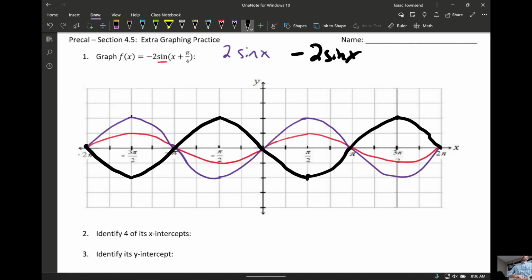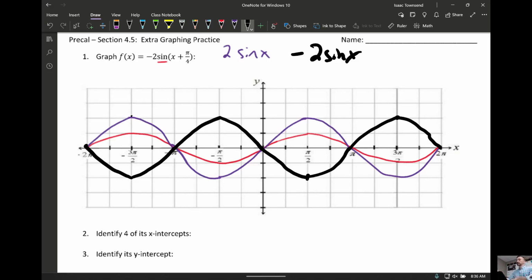So again, in red there, I started with the parent function sine. Then I made one change, like the 2 out front, which changed the amplitude to 2. So in purple, I have 2 sine. Then I needed to make another change, which I dealt with in black. The negative flips it over the x-axis.